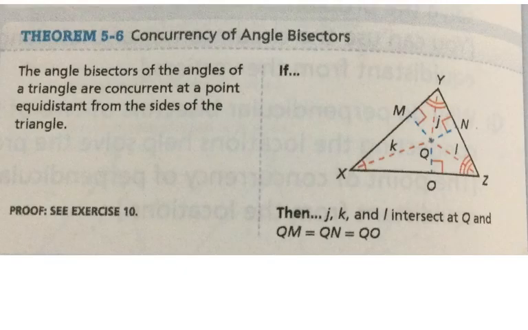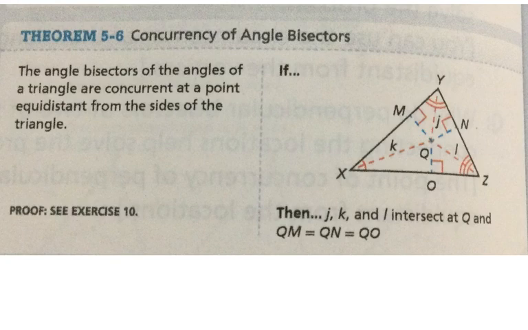Okay, so the last one were perpendicular bisectors. They were cutting the sides into equal pieces. This is an angle bisector. So these lines are cutting the angles into equal pieces. So I'm cutting angle X into 2 equal pieces. I'm cutting angle Z into 2 equal pieces. And I'm cutting angle Y into 2 equal pieces.